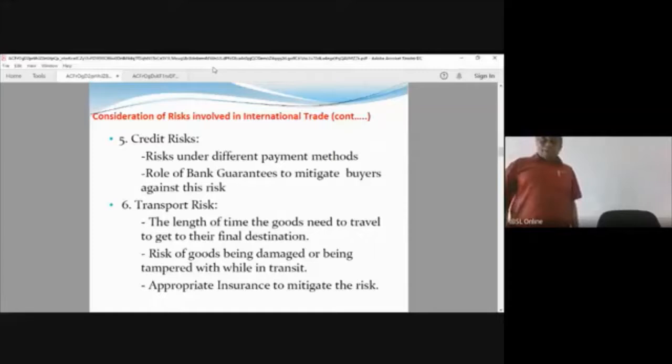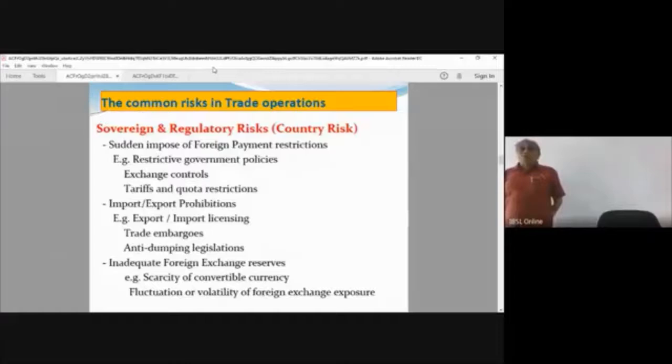And again, we'll go through some common risks in trade operations. Right? We are repeating certain things. Some are duplicated, but we'll have to think about these things. Sovereign and regulatory risk. What do you mean by sovereign risk? What is sovereign? Government. That's country. Government. Right? So there are certain risks.